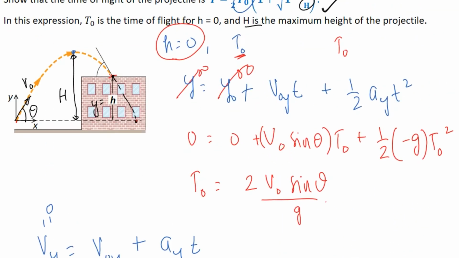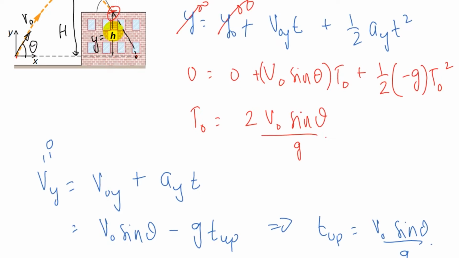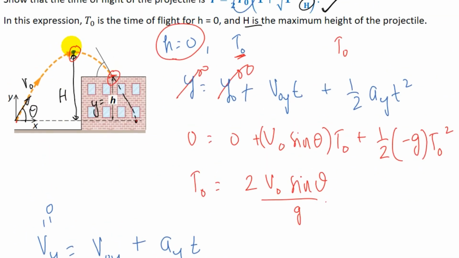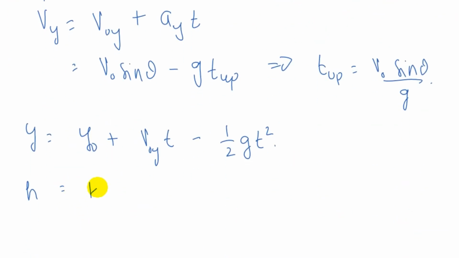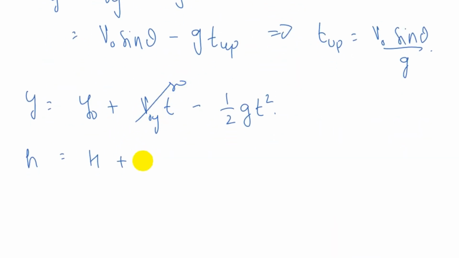Now let us find the time taken by the projectile to move from this point to this point. And for that we can use this equation: y is equal to y naught plus v naught y times t minus 1 over 2 g t square. Now this is the final position. The final position becomes h, and the initial position here is capital H. And v naught y is the velocity in the vertical direction at this point, which is 0. So this whole term is 0.